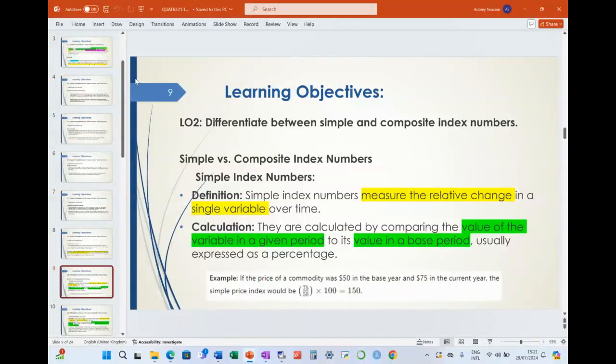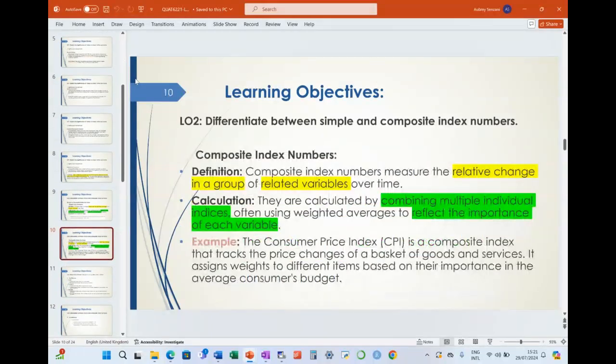Okay, and then there you just got an example. If the price of a commodity was $50 in the base year, last year, let's just call it last year, and 75 in the current year, all right? The simple price index is 75 over 50 times 100. And there you have your index, okay? Right, so that is that.